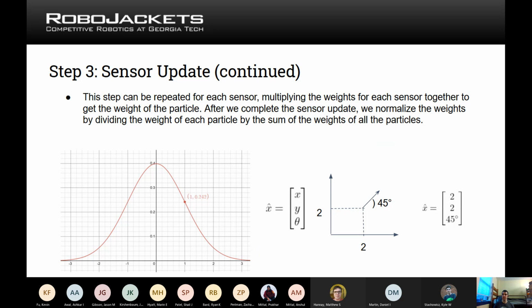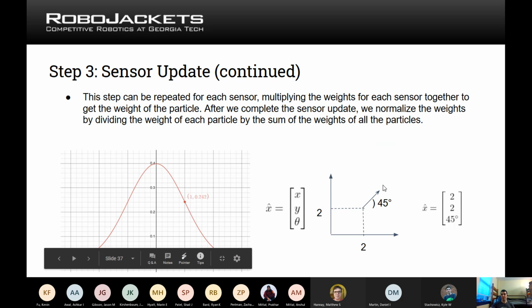So if you have a sensor reading that makes sense with your particle, that particle will have a higher weight. If your sensor reading doesn't make sense with your particle, say we are at 2, 2 facing 45 degrees, and it says we are at like 50, 100 and facing down, then the weight of that particle would be really, really small, because it doesn't make sense with the sensor readings we are getting.